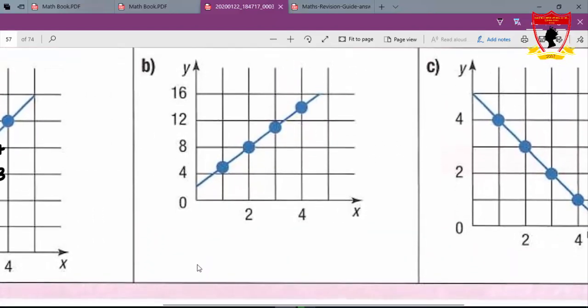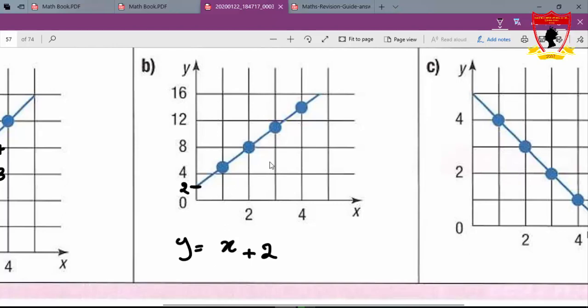Part B. X is going by 2, 0 to 4, and so on. Y is going by 4. We have to take care about this. 0, 4, 8, 12, 16. And where the straight line crosses the y-axis, this is halfway between 0 and 4, so it must be positive 2. Since it's positive 2, there must be a plus 2 in the equation.